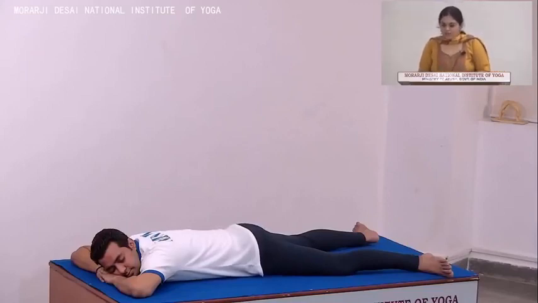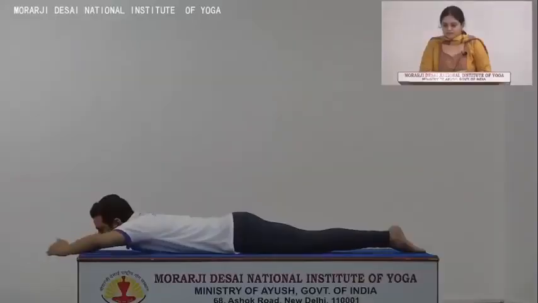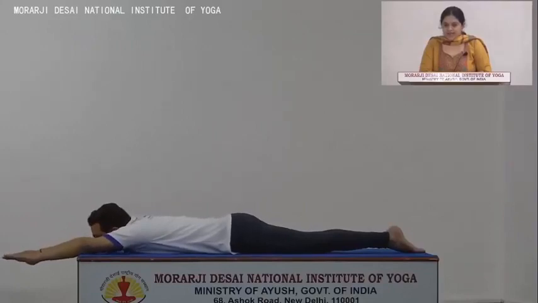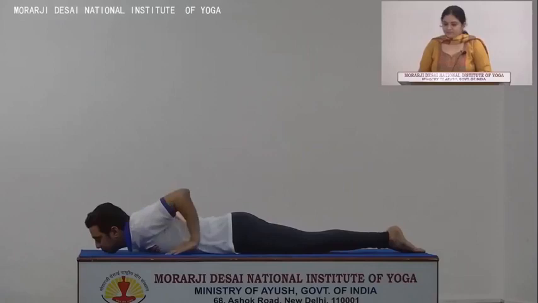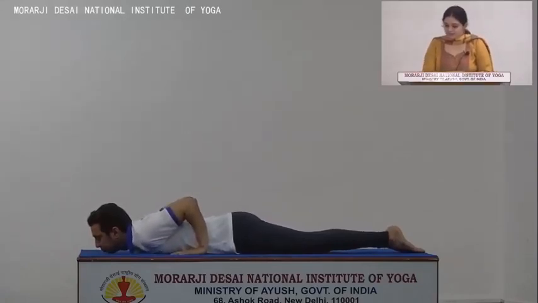Now we will do Bhujangasana. Join your legs together, toes together, knees together, heels together. Inhale and stretch your arms forward. Exhale, place your palms beside the chest, with the elbows parallel to the ground. The emphasis should be on the lumbosacral region.